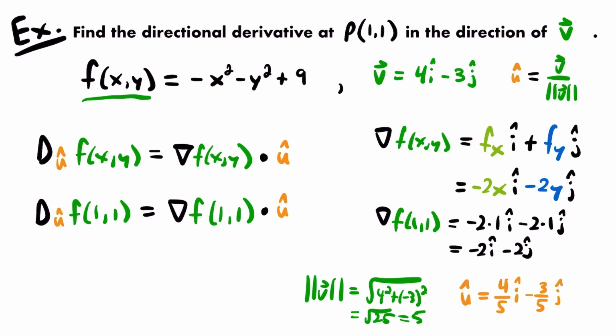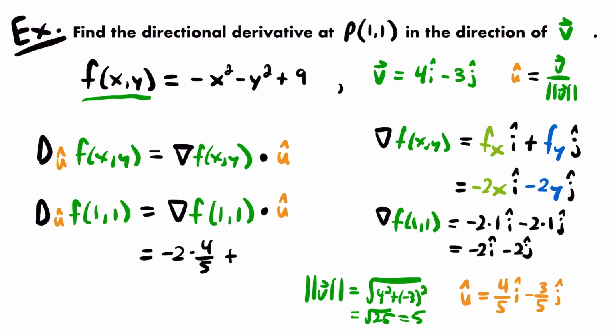And so now we have everything we need to find this directional derivative. We now have both the gradient at (1, 1) and the unit vector. So now we can take the dot product of those two vectors, which will just be equal to the sum of the product of corresponding components. We'll start by multiplying the x components. We'll have negative 2 times 4/5, plus the product of the y components.